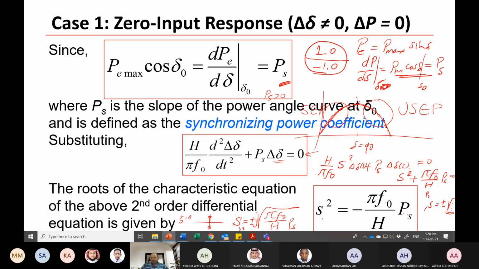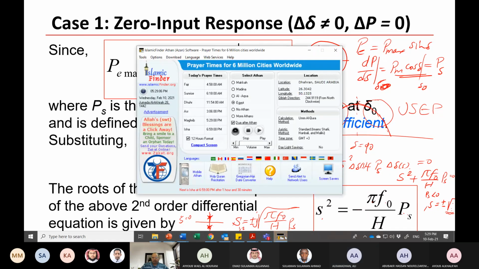If Bs is positive, we have the roots plus minus j square root of this. So you have the roots here on the imaginary axis. If both poles or roots are on the imaginary axis, so what do you think the response would be? What will the time domain response look like? What do you think? It will oscillate. It will oscillate.